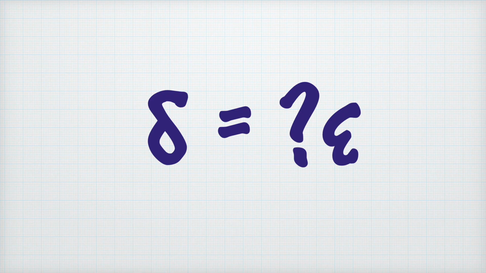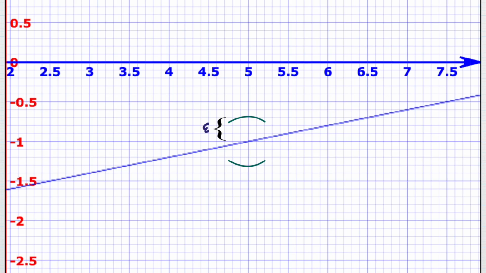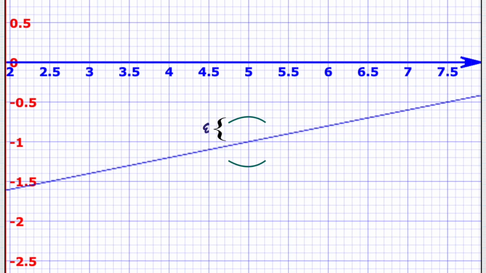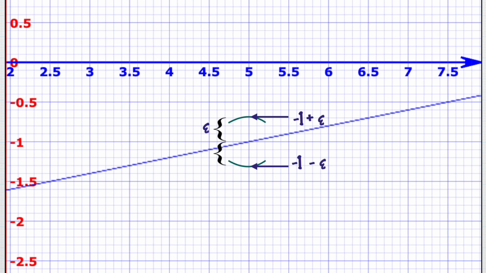How do we find the delta for any epsilon we could choose? The answer is we do the math with the variables epsilon and delta. So, no matter which epsilon we choose, we get that the upper and lower boundaries are -1 plus epsilon and -1 minus epsilon. And now we will put the x values in terms of delta.